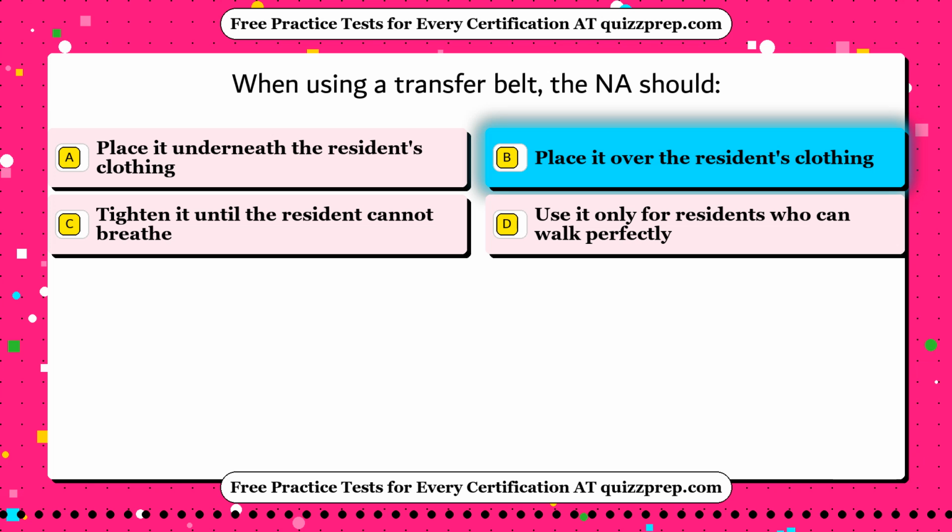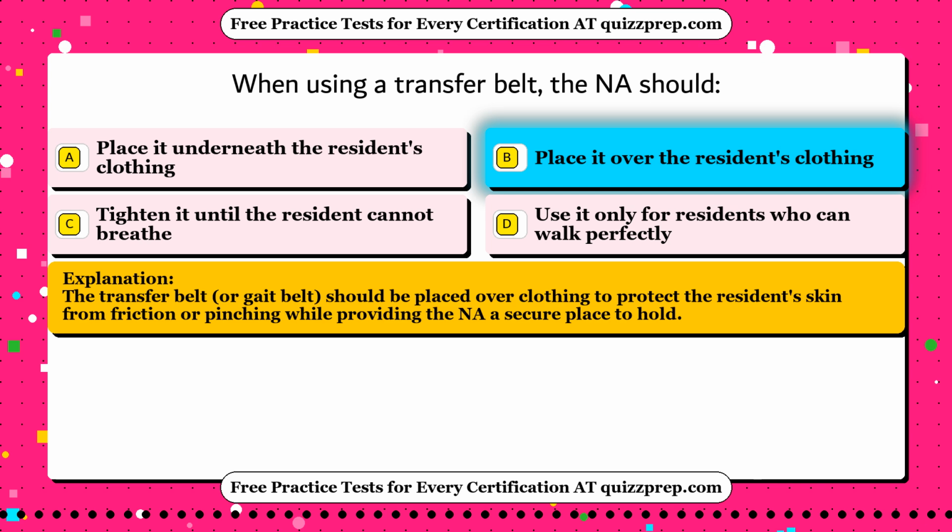The correct answer is Option B, place it over the resident's clothing. The transfer belt, or gait belt, should be placed over clothing to protect the resident's skin from friction or pinching while providing the NNAAP a secure place to hold.